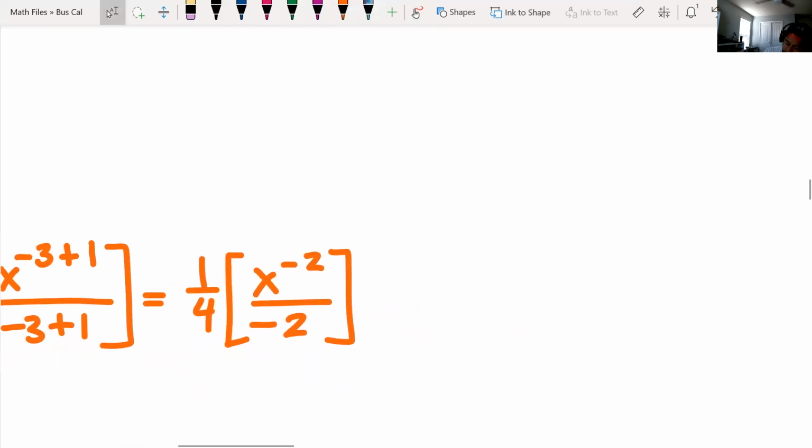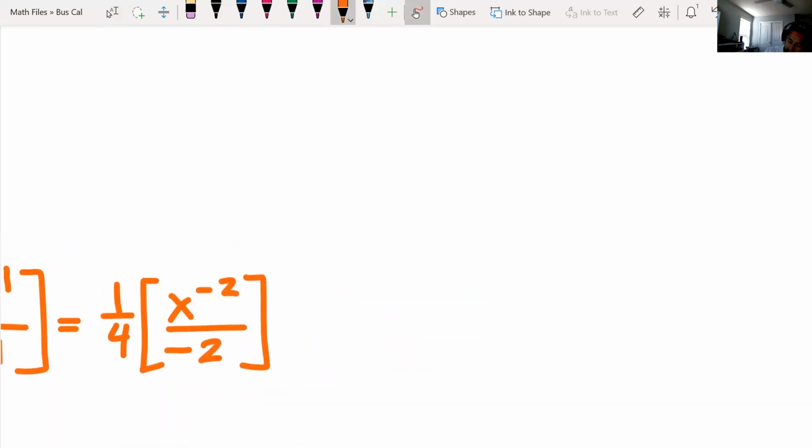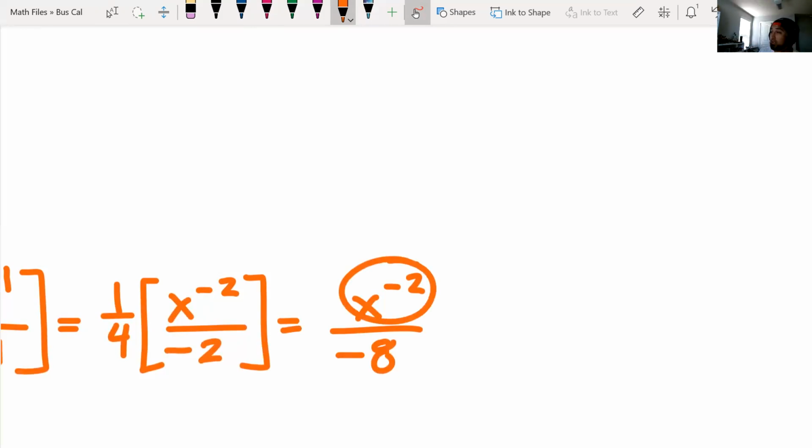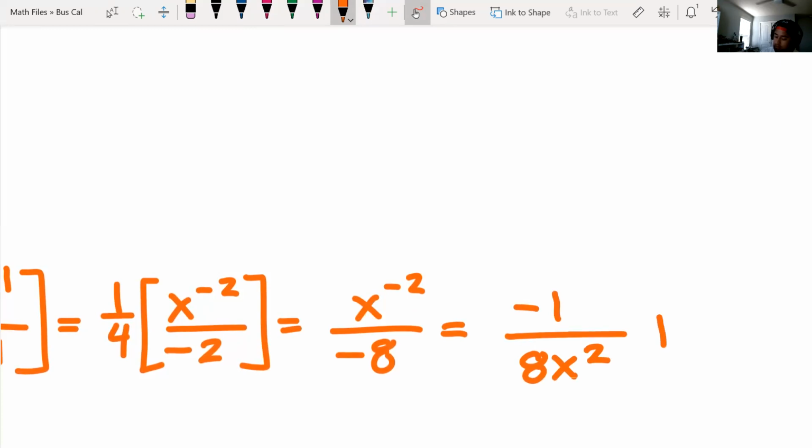Okay. And now clean up. If I multiply that straight across, you get x to the negative 2 over negative 8. Now I hate negatives in my denominator, and we probably don't need that negative exponent in the numerator. So we can rewrite it as negative 1 over 8x squared plus c.